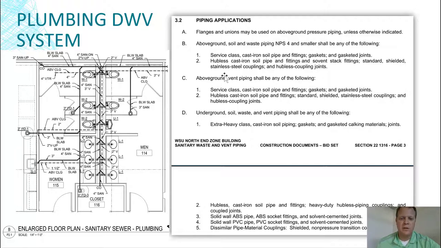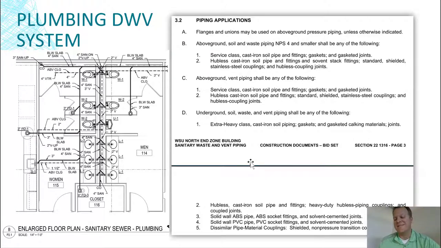So above ground could be one thing. Above ground vent, remember, here's our above ground vent through the roof, this dashed line right there. That's going to be this kind of piping. And then below slab, we have a piece of below slab right there. Got that one coming over, that one coming over, and this one. So all that below slab stuff is underground soil and waste piping, should be that.